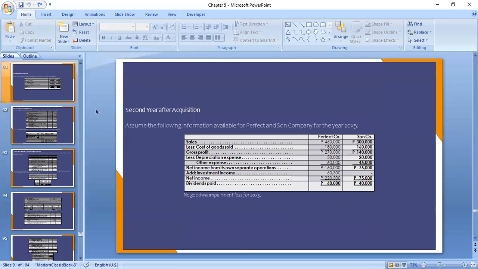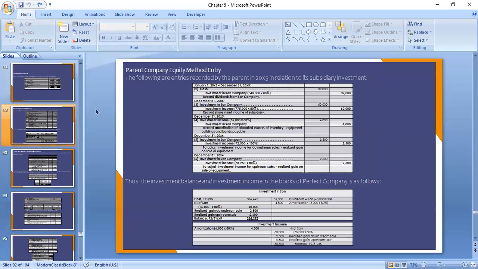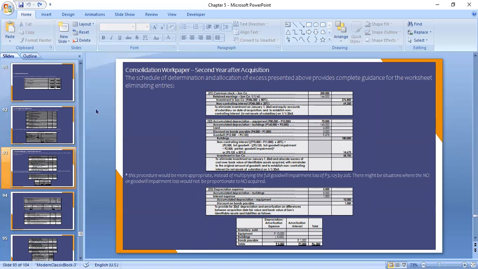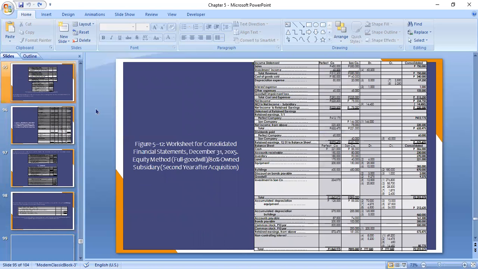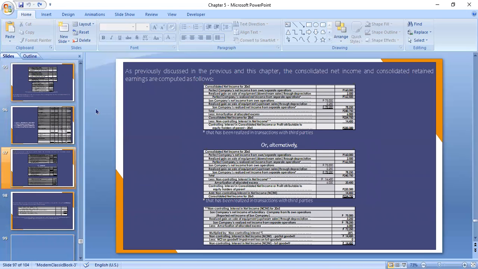Okay, for the second year, again, we have the equity method, and take note that these same amounts are involved.